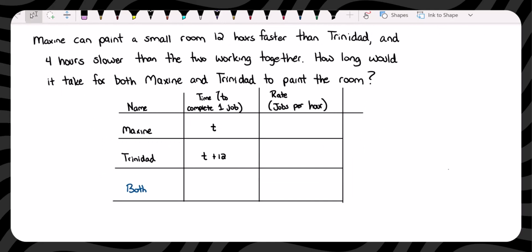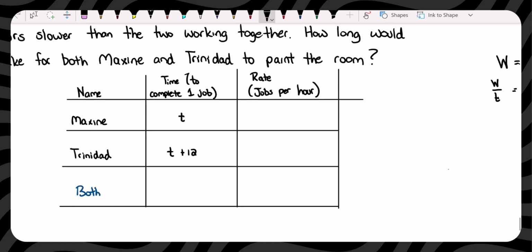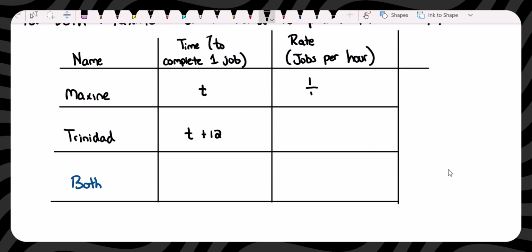The rate at which they work, well, it's pretty easy. It's just a reciprocal of the time. Remember, this is all based upon the formula work equals rate times time. And so rate is the number of jobs done divided by the length of time it takes to work on those jobs. Well, if we're assuming that we're just painting one room, then, for example, Maxine paints one room every T hours because T is the number of hours it takes her to paint a room. So she paints one every T hours. Trinidad, he paints the same one room every T plus 12 hours because he takes longer. That's just Trinidad. That guy's a bit lazy, right?